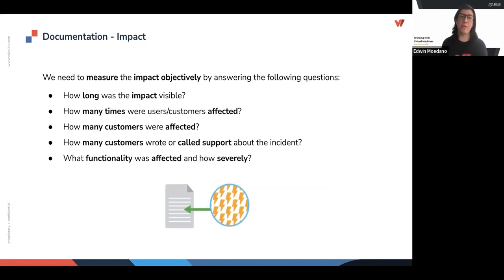And what functionality was affected and how severely. This is also trying to understand the models involved in this, the part of the infrastructure that was involved in this incident, and how severely. If we deleted 100 records because something bad happened, well, it's bad. And we need to take into account the severity and the complexity of this incident.